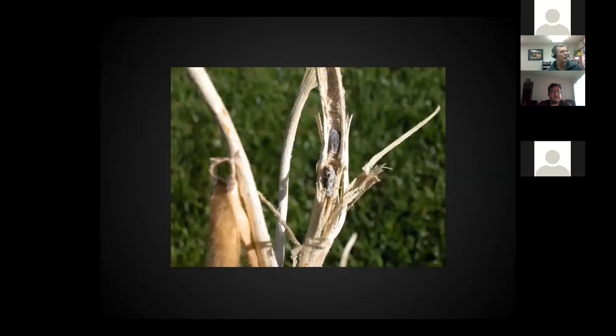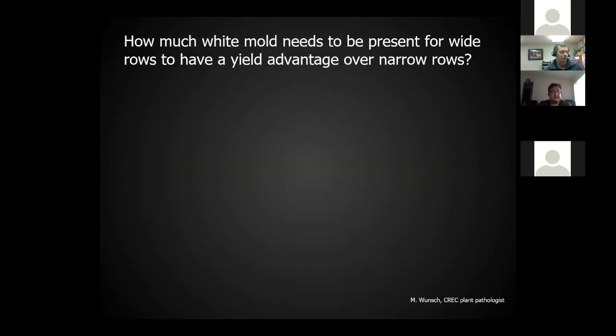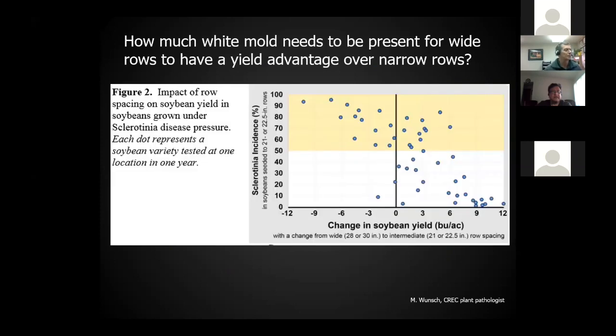Another concern or reason why people plant wide rows is because of Sclerotinia. And so I'm going to talk a little bit about that. So here's the question. How much white mold needs to be present for wide rows to have a yield advantage over narrow rows based on our discussion so far? So this is information from Michael Wunsch, our Carrington Center plant pathologist. And so this graph, each dot represents a soybean variety tested. And so on the x-axis, the positive yield numbers indicate where there was a yield increase with the intermediate row spacing, 21 or 22 and a half, versus the wide rows.